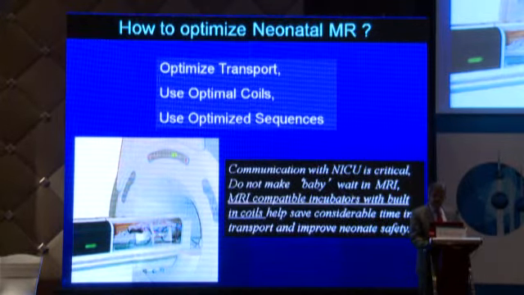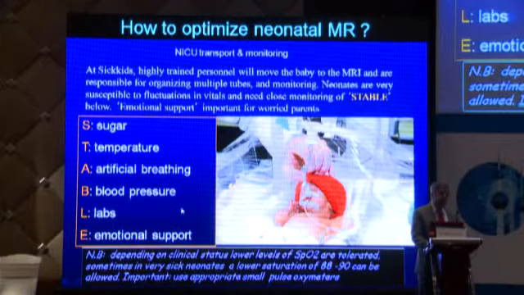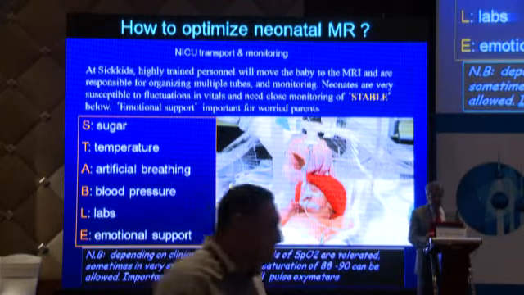Now what we do is we work very closely with our neonatologists and the neonatal transport team. We make sure that the baby never comes to the MR and waits, because of safety reasons, because you don't want the neonate to crash in the radiology department. And we have a nursing team, a neonatal transport team, which thinks of all these things to keep the baby stable. This is what one of the nurses told me: sugar, temperature, artificial breathing, blood pressure, labs. And don't forget the parents, because when they see their newborn child with all these tubes and all this management, they're emotionally very upset. So emotional support for the parents is one of the other big things that they do whenever they take a child for any investigation. So you have to think about all these things.